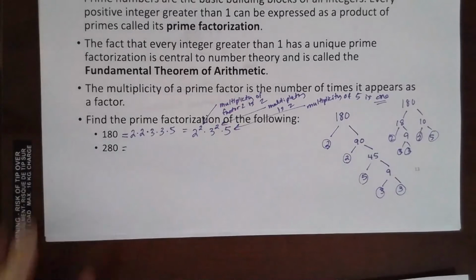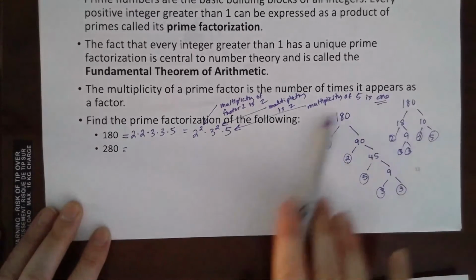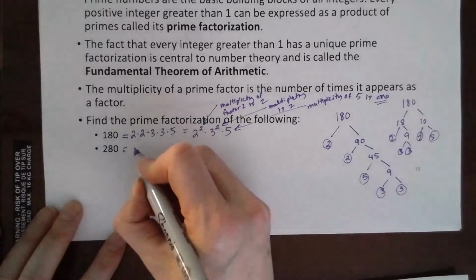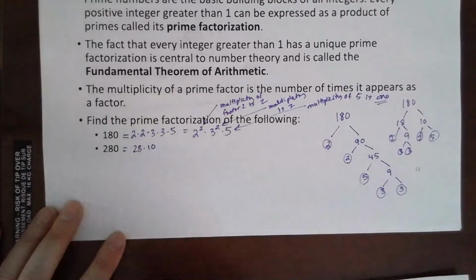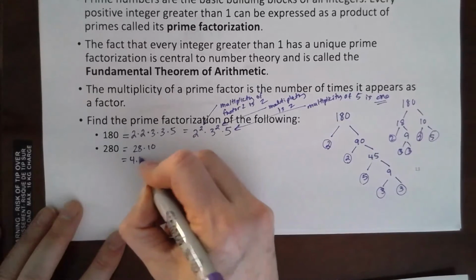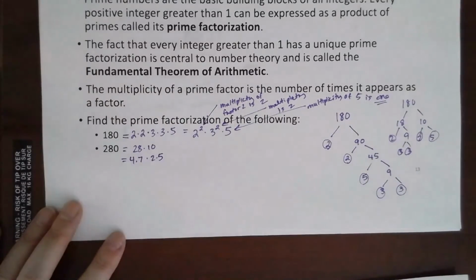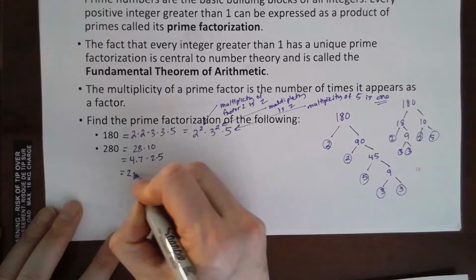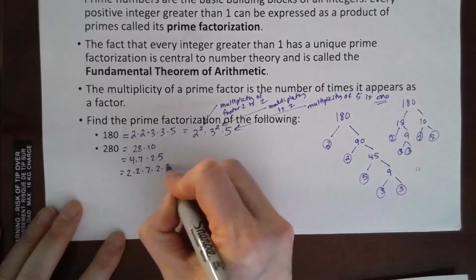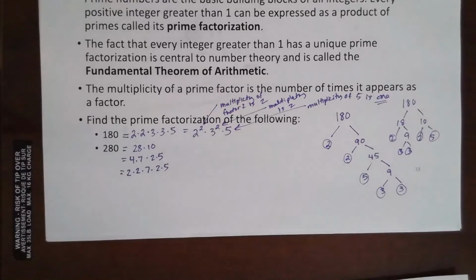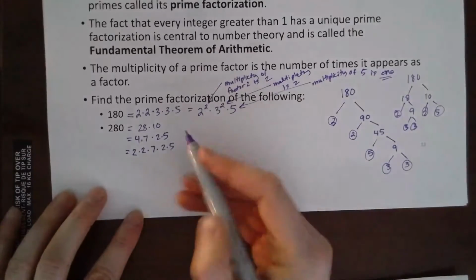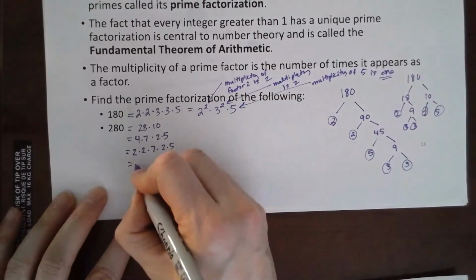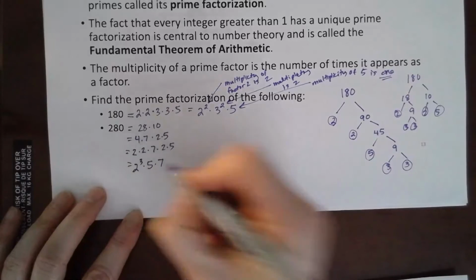Maybe some of you, rather than writing trees like this, did it like 28 times 10, and then underneath that write this as 4 times 7 and 2 times 5. That's prime, that's prime, that's prime, but this one isn't, so you write this as 2 times 2 times 7 times 2 times 5, just replacing every composite number underneath. Some people do it that way. In the end you would get 2 cubed times 5 times 7.